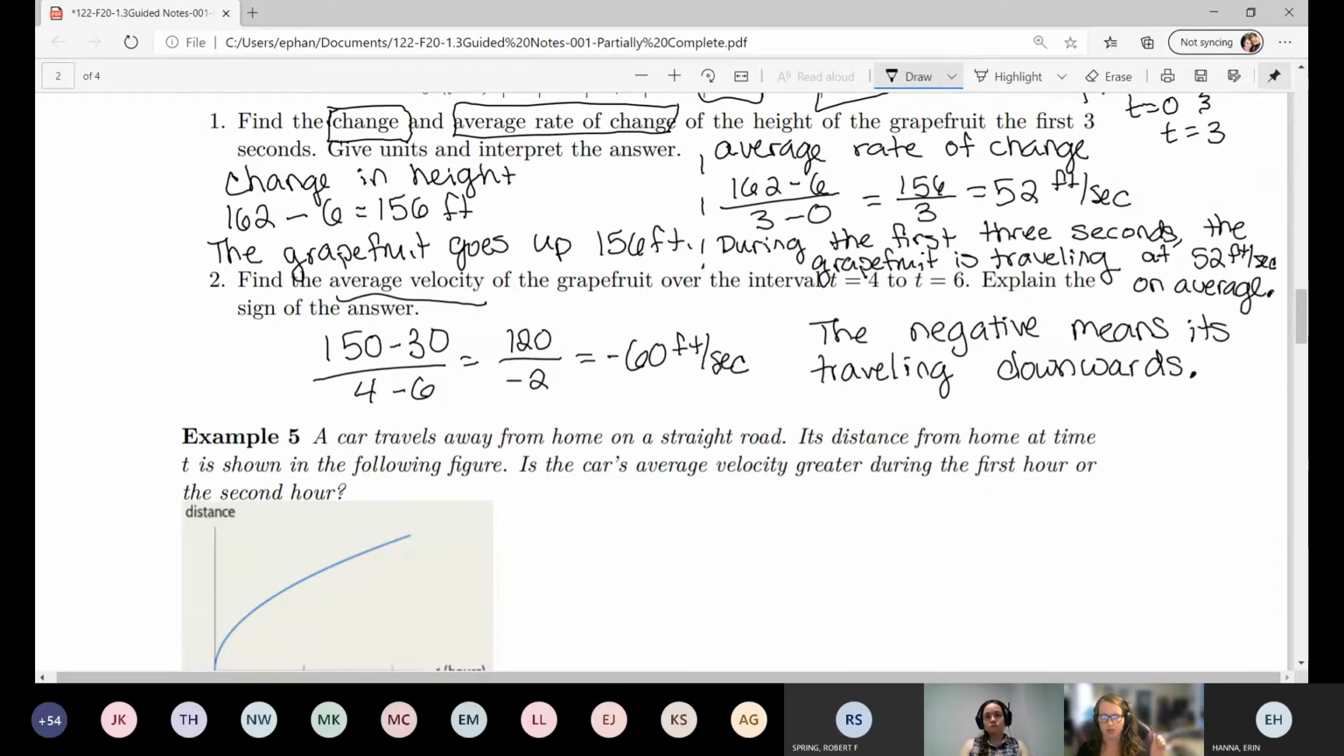Questions on that, either of those pieces, that example? All right.